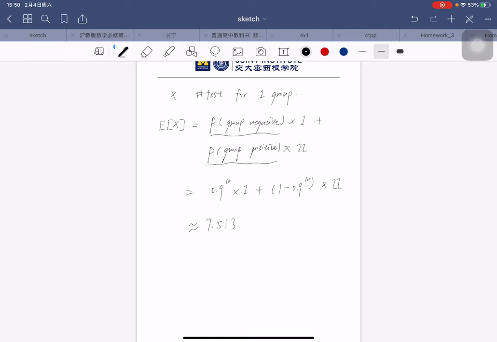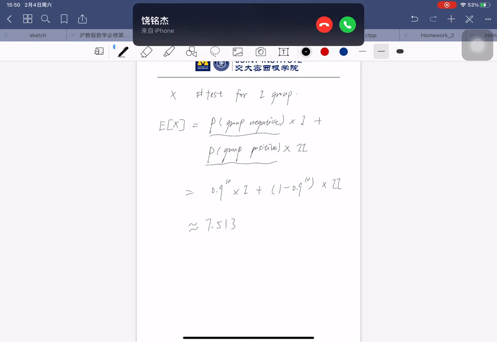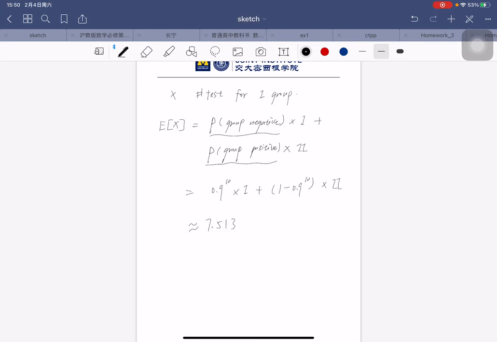Okay, thus the expectation for all the groups should be the expectation for one group multiplied by 10, which is 75.13.